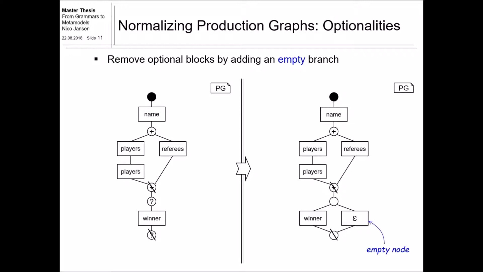Therefore, we remove the cardinality value of the block and exchange it with a default cardinality. In addition to that, we add a branch with an empty attribute node. This newly added empty branch represents the actual optionality without using the cardinality value itself.